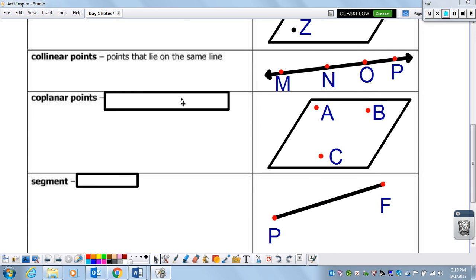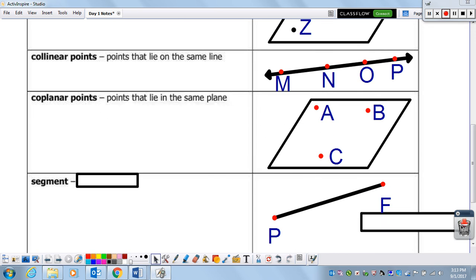Coplanar points would be points that are on the same plane. Here you have a plane that has points A, B, and C on it. Points A, B, and C would be coplanar.